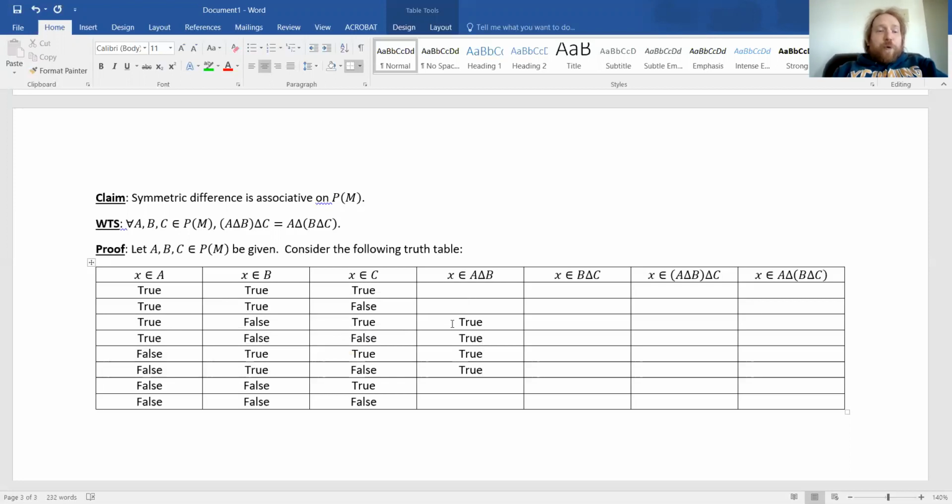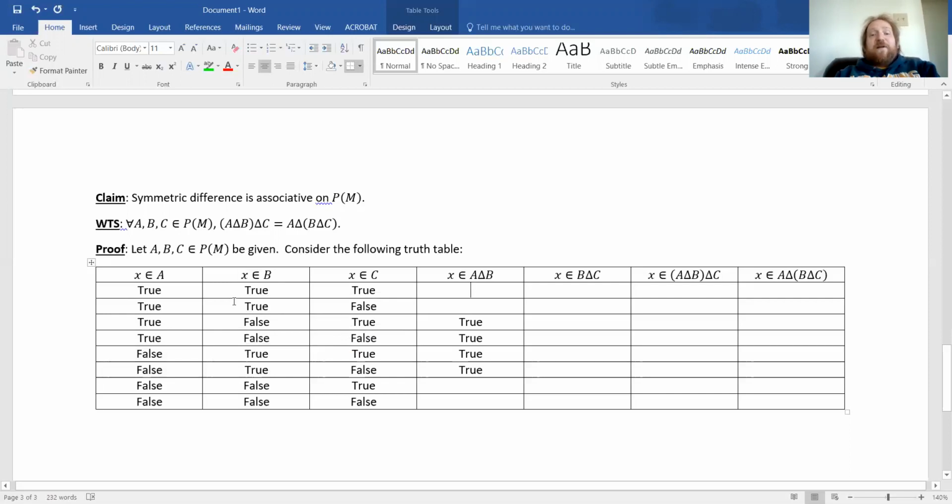In the first two rows, both are true, which means the symmetric difference is false. In the last two rows, both are false. Both are false. That means the symmetric difference is false.